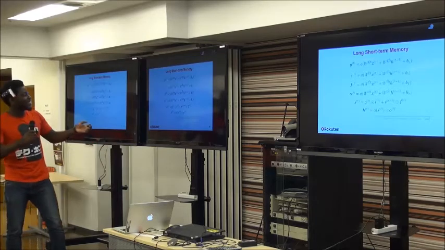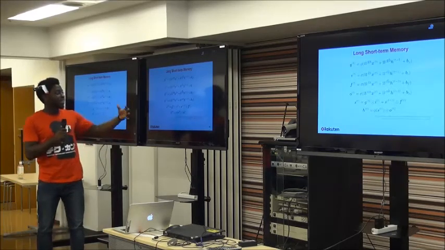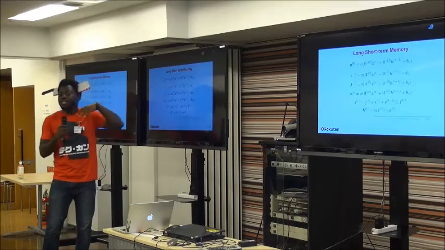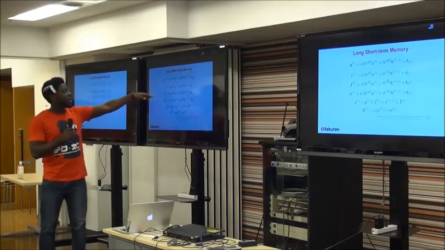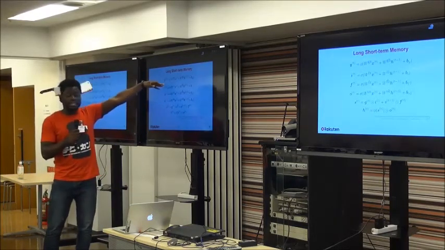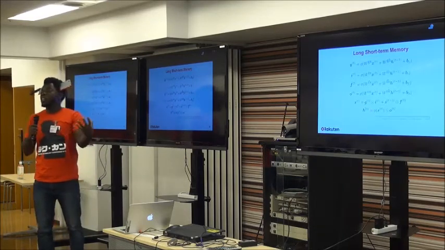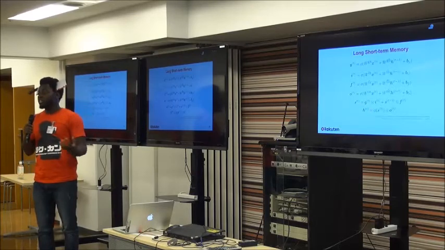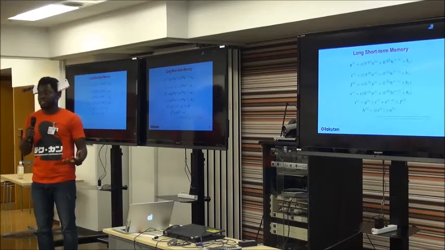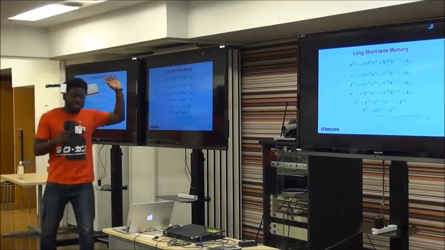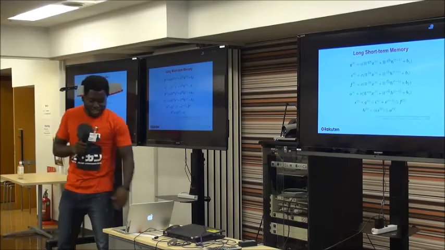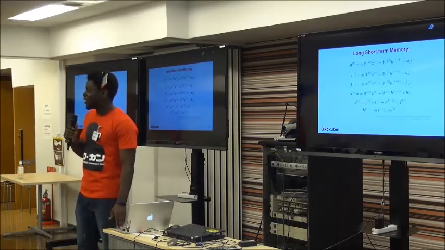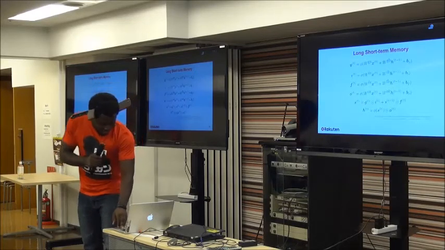Basically, it has forget gates. This is an example of a forget gate that helps us forget things. We have input gates that decide if we want to keep information from the current state, or we don't want to do that. But anyway, let's just forget about this. It's very boring. I just thought it would be fun to scare you a little bit.